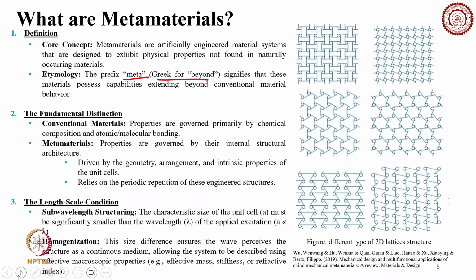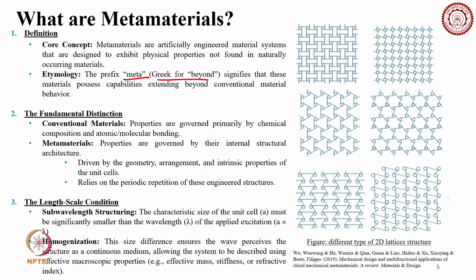Now, the length scale condition, that is sub-wavelength structuring, is also very important. The unit cell you are looking at must be significantly smaller than the wavelength of the application, and in that case you can homogenize the full property.